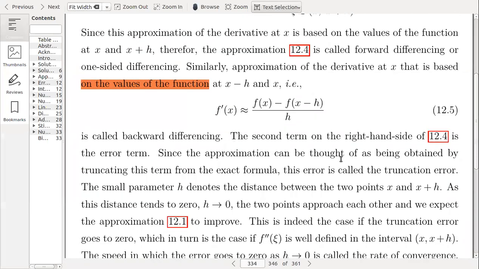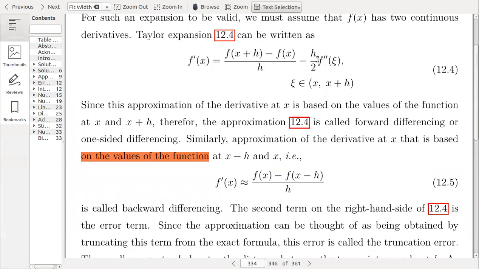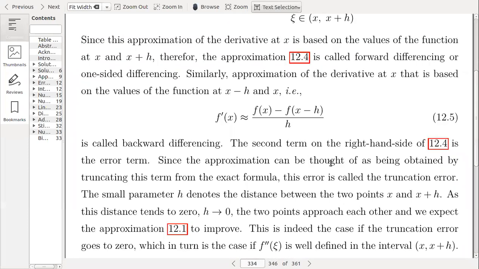The second term on the right hand side of equation 12.4 is called the error term. Since the approximation can be thought of as being obtained by truncating this term from the exact formula, this error is called the truncation error.